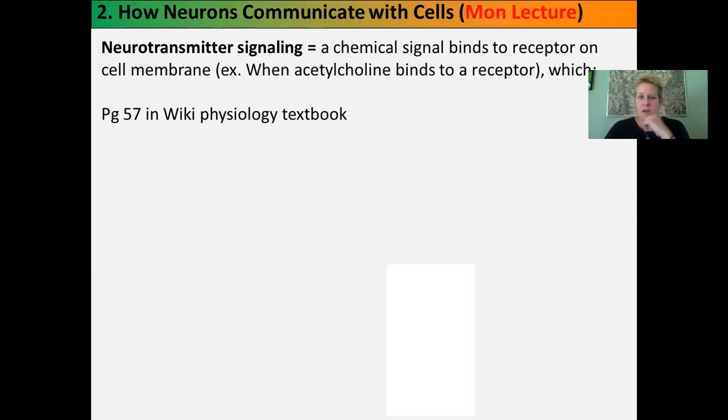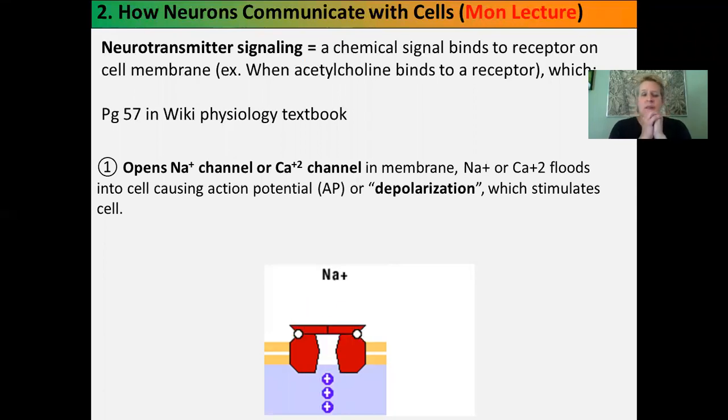But let's start with how neurons communicate their messages across a synapse to another cell. Like I said in Friday's lecture, it depends on what kind of ion channel is open when a neurotransmitter crosses that synapse and binds to a receptor on that cell. Depending on what ion channel is open, it tells you whether the cell is going to be stimulated or relaxed and resting. Here's what you need to remember. If the ion channel that opens up is a sodium, symbolized by Na, or a calcium, symbolized by Ca, channel, that is going to stimulate a cell. It causes an action potential. It causes depolarization. It causes excitation. Those all mean the same thing.